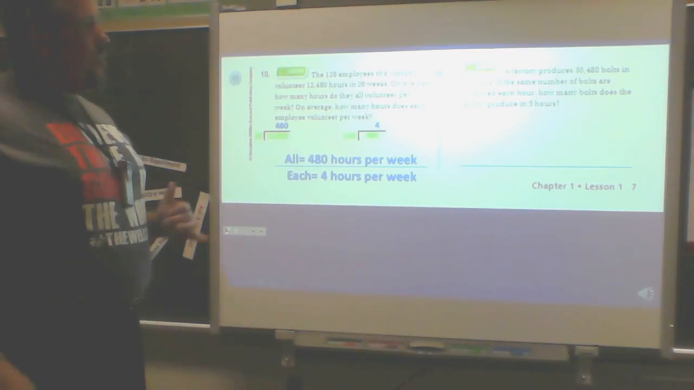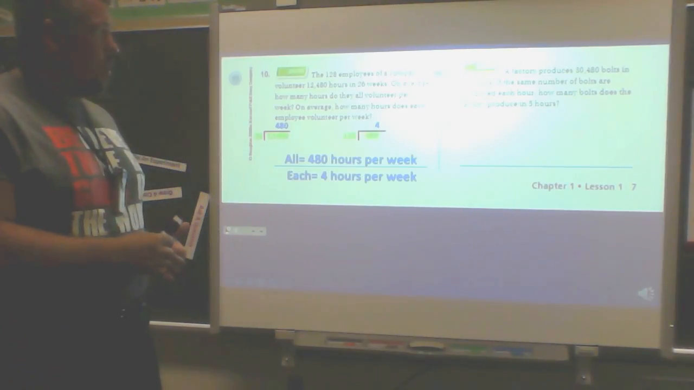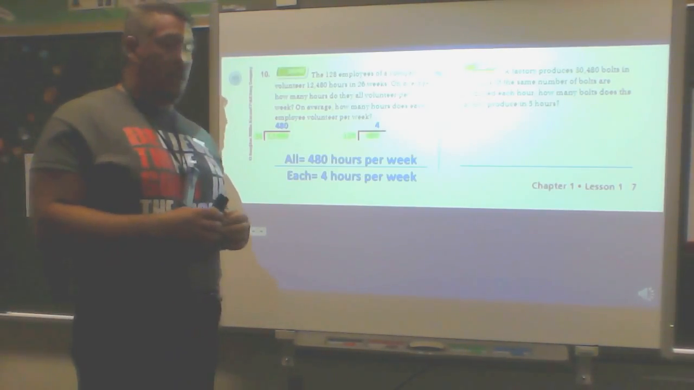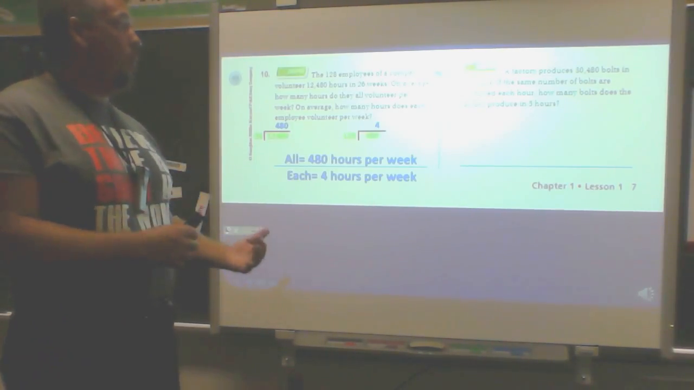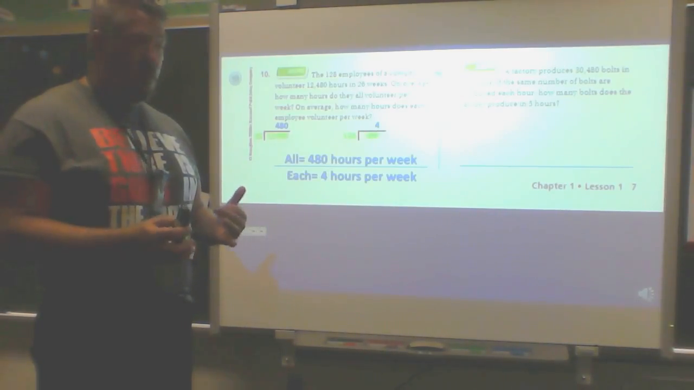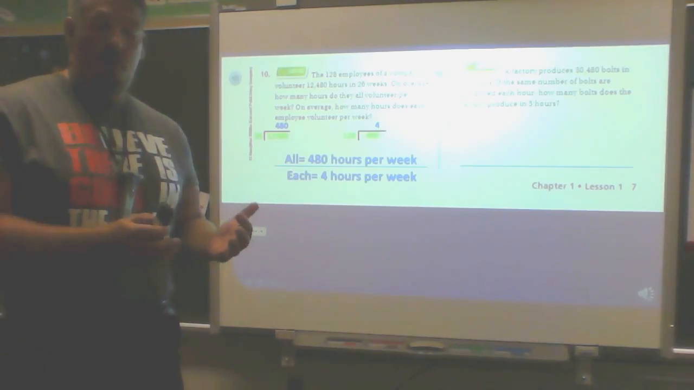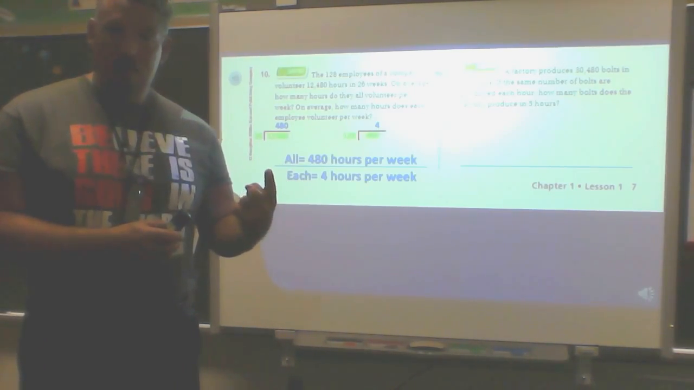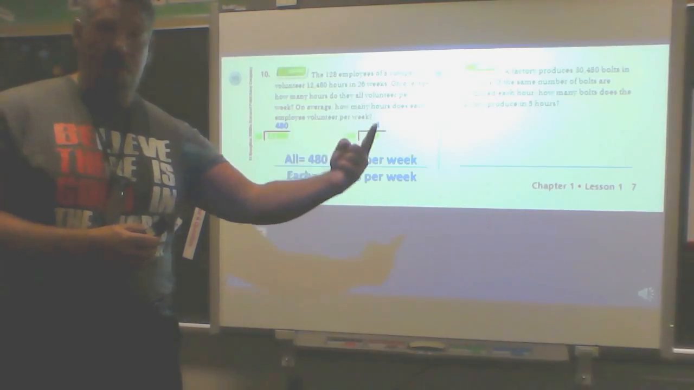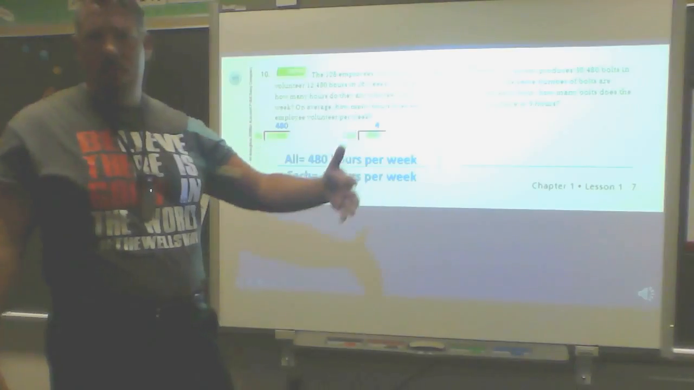Then on number 11, a factory produces 30,480 bolts in 12 hours. If the same number of bolts are produced each hour, how many bolts does the factory produce in 5 hours? Well, it's a division problem. I have to start by figuring out with division how many it makes per 1 hour, in order to use that answer to find 5 hours. Because there's no good way to change from 12 to 5.